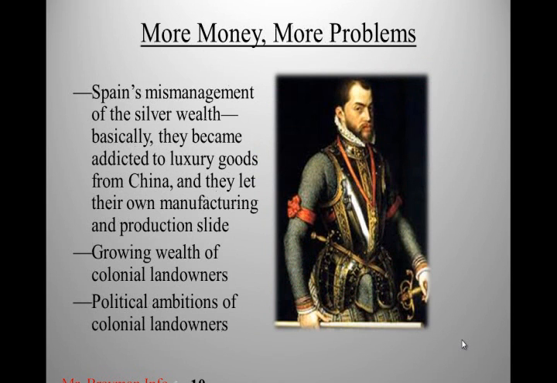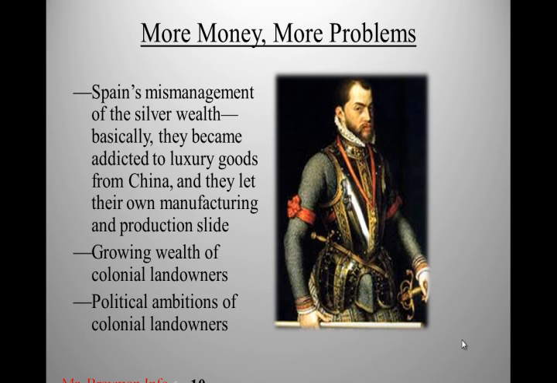But all this wealth didn't necessarily help Spain. They really mismanaged their silver wealth. Basically, they became addicted to luxury goods from China, and they kind of let their own manufacturing and production slide. I mean, this is similar to what Rome went through during the height of their empire. It was so easy to get cheap things and fancy things from China and the New World that Spain kind of let their economy go, and this would lead to some long-term problems in the Spanish government.